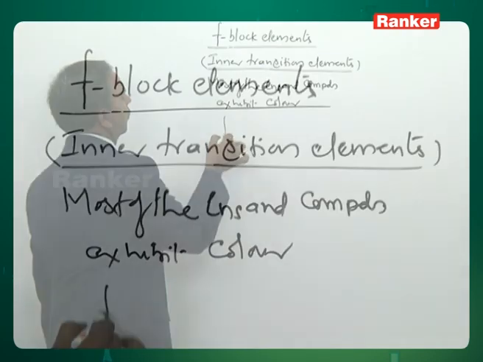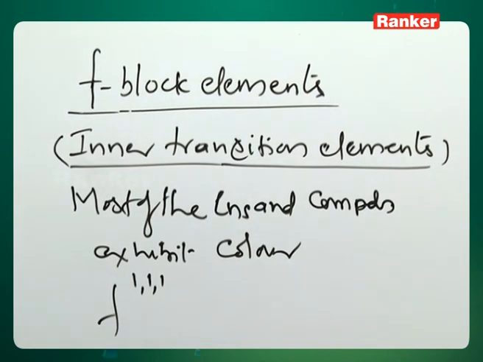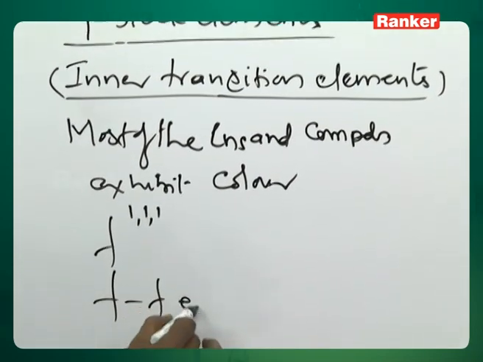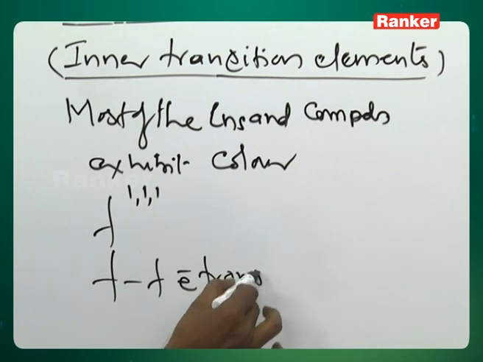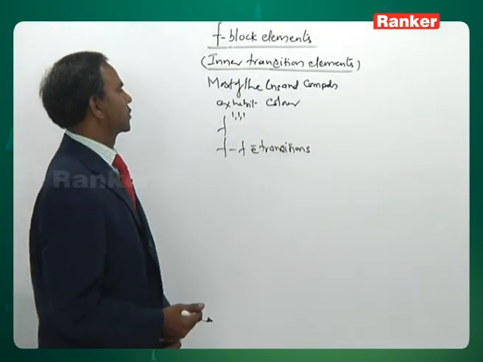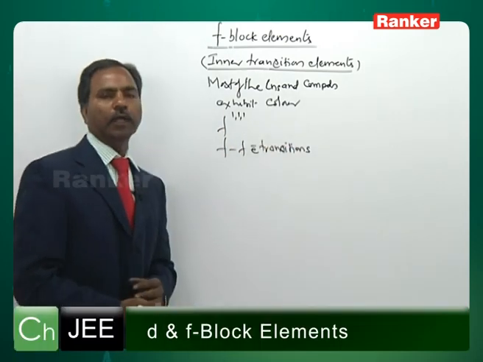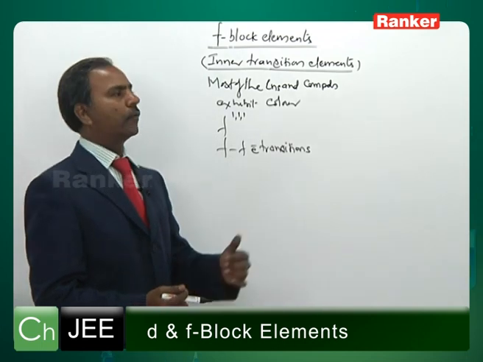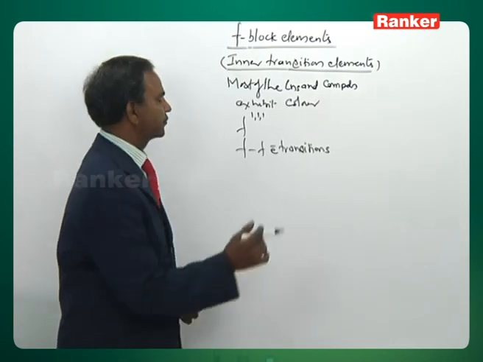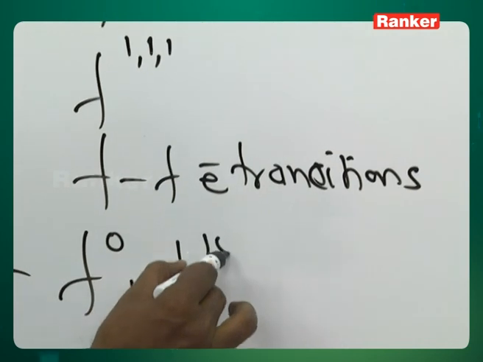It is due to the presence of unpaired electrons in f orbitals. It is also due to f orbital to f orbital electronic transitions. Most of the lanthanides and their compounds exhibit color due to the presence of unpaired electrons in f orbitals and also due to f orbital to f orbital electronic transitions. Now consider either the f0 configuration or the f14 configuration.